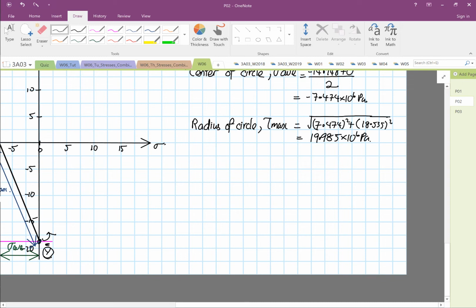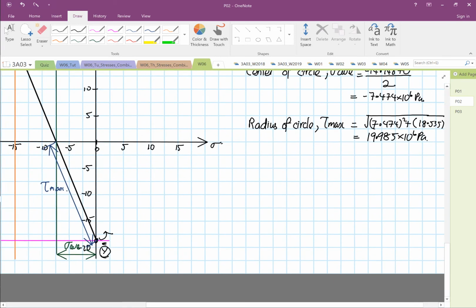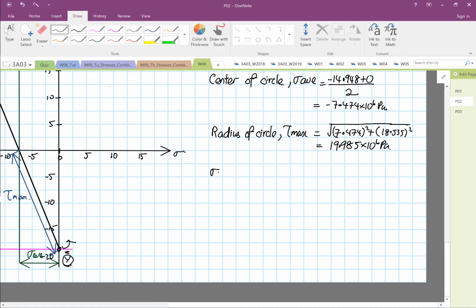Okay, I'll do it again. 7.474, 18.535 squared. Okay, 19.985. So you can find your principal stresses, stress 1 and 2. So it's equal to minus 7.474 plus or minus 19.985. Okay, so your maximum stress is positive 12.515 times 10 to the power 6 Pascal, and the other value is minus 27.459 times 10 to the power 6 Pascal.